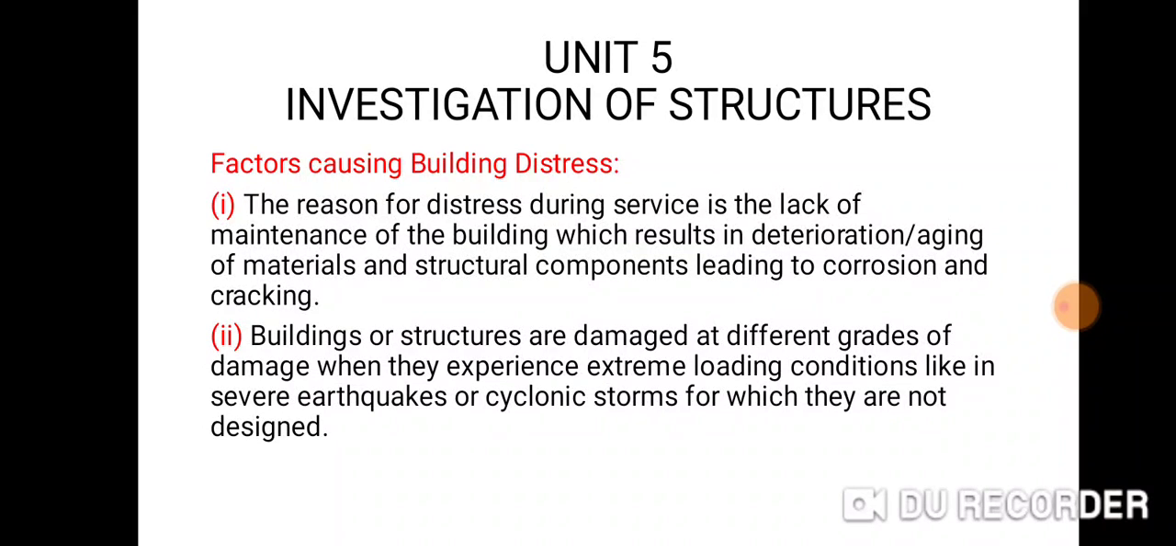Factors causing building distress. The reason for distress during service is the lack of maintenance of the building, which results in deterioration or aging of materials and structural components, leading to corrosion and cracking. Buildings or structures are damaged at different grades of damage when they experience extreme loading conditions, like in severe earthquakes or cyclonic storms for which they are not designed.